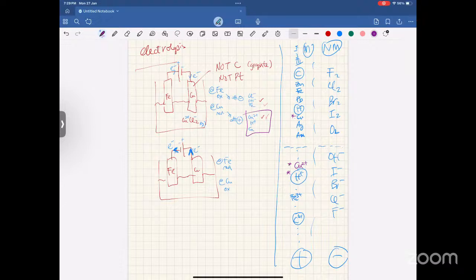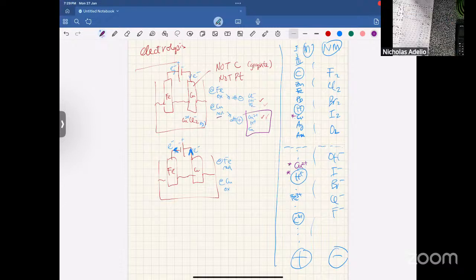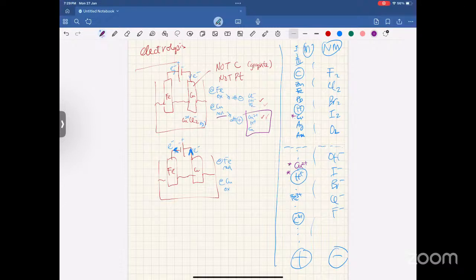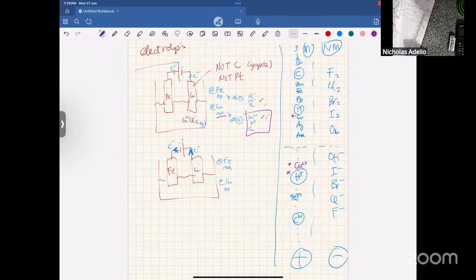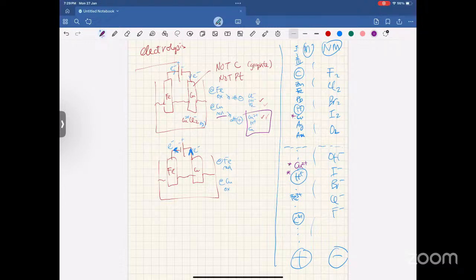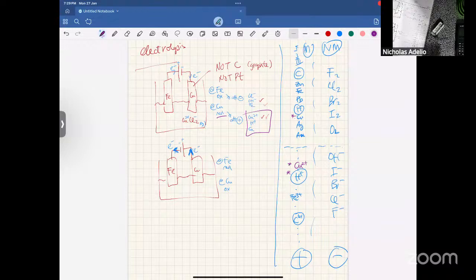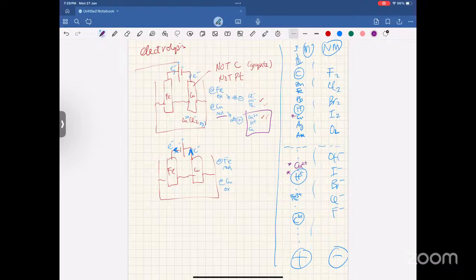Now, the request is to reduce. So when Cu2 plus reduces, let me confirm, it goes up. When Cu2 plus reduces, it will become Cu. There is no other way. That's the request from the battery. So Cu2 plus will become Cu. That's basically what it means if it is going to be reduced.